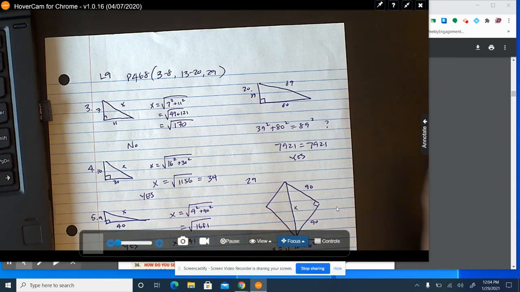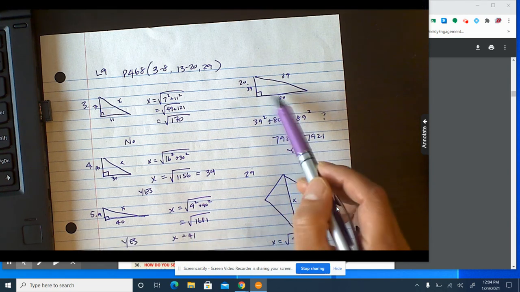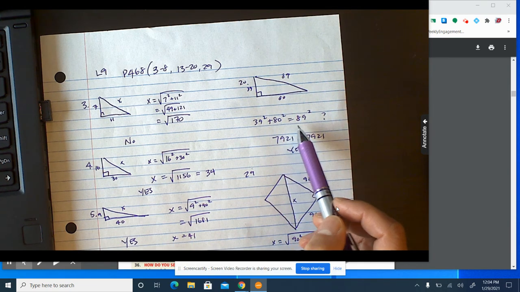So let's find out. Here's the triangle. Are these 2 legs squared and added together equal to that? So is 39 squared plus 80 squared equal to 89 squared?